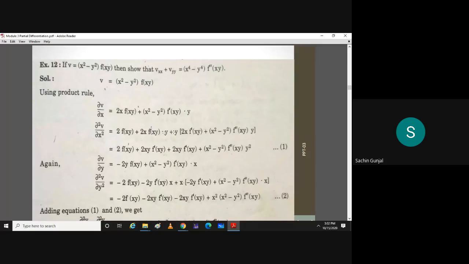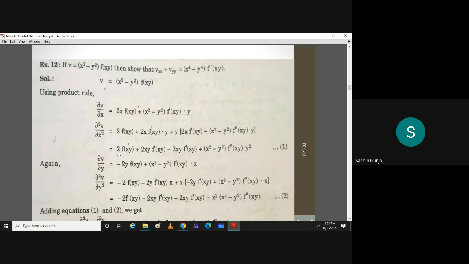Now plus here also there is a product of functions. So y as it is because it is a constant. So apply the product rule for these two functions (x² minus y²) into f dash xy. So f dash xy as it is, derivative of x² minus y² with respect to x is 2x, plus x² minus y² as it is, derivative of f dash xy is f double dash xy into derivative of xy, which is y.